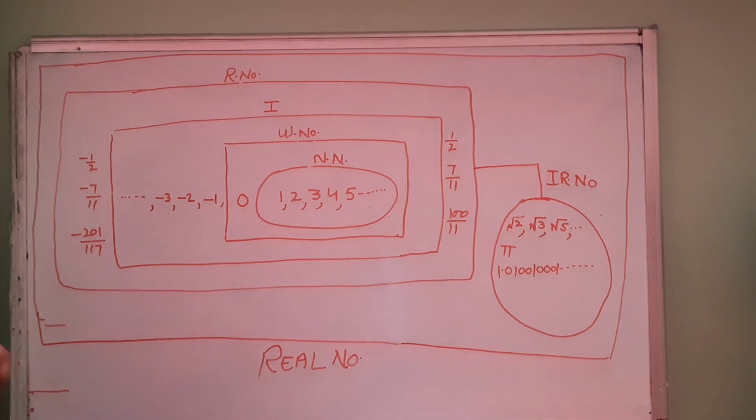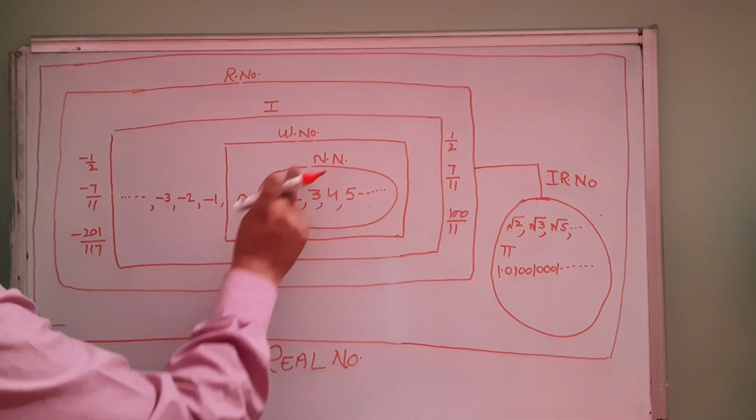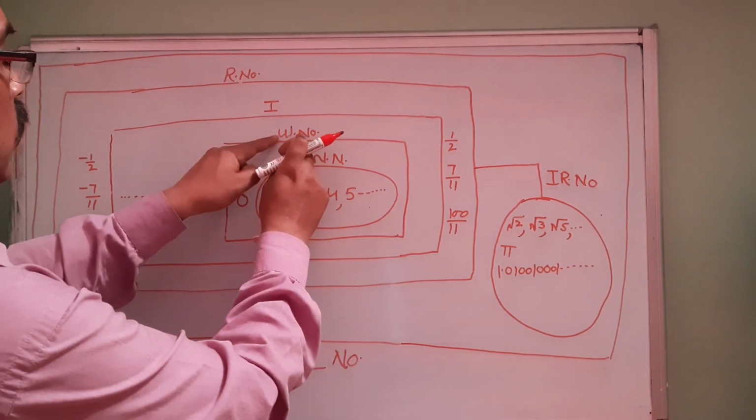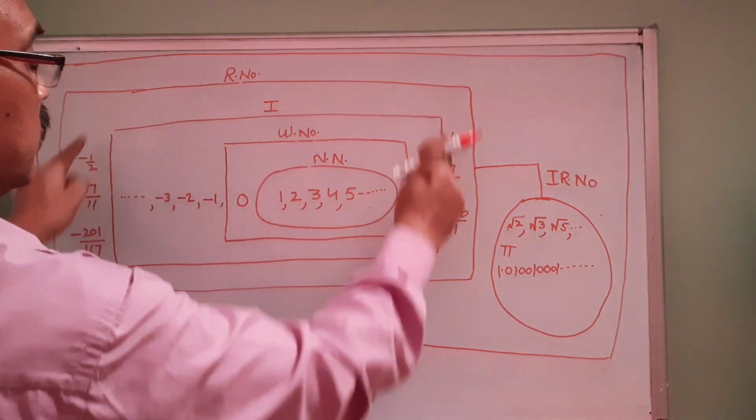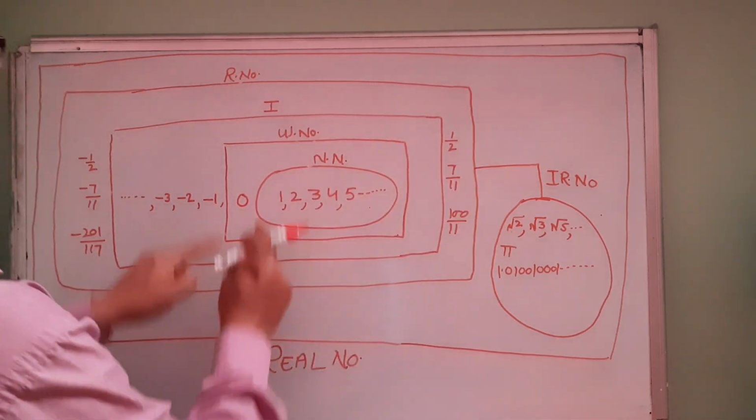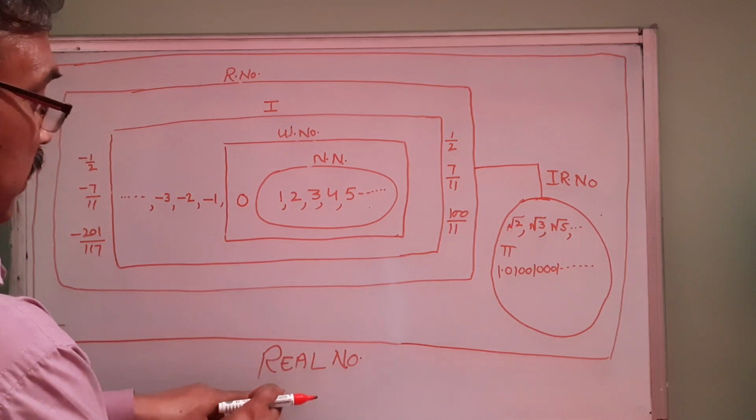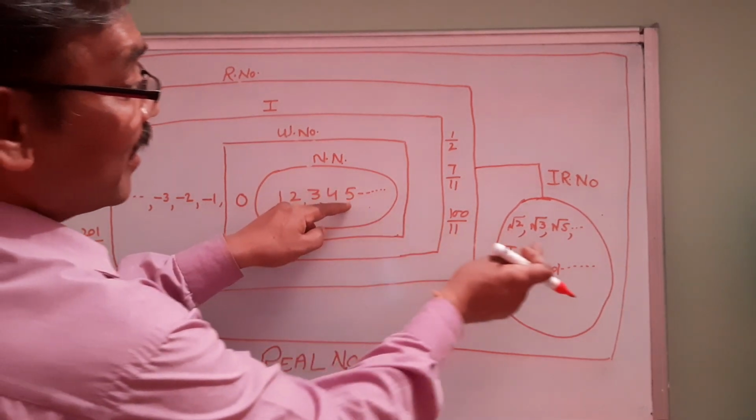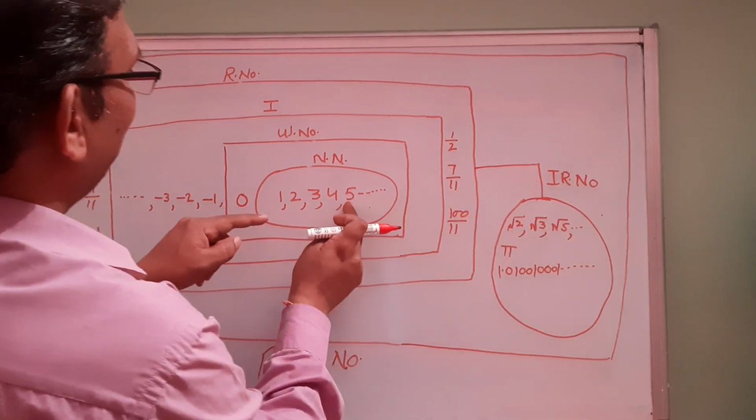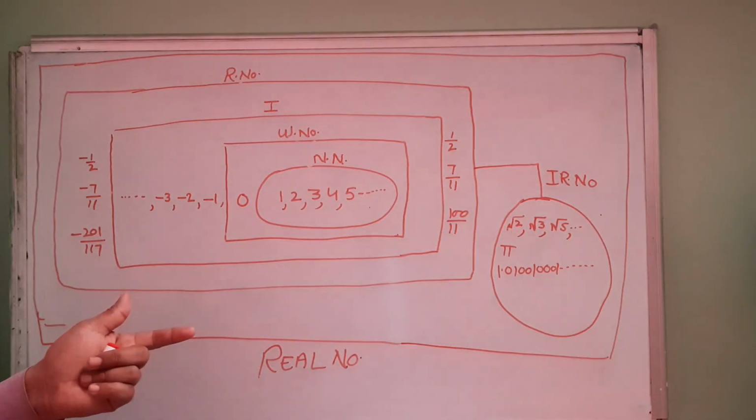Take one more example. See 5. 5 is in this box, so 5 is a natural number. 5 is also in this box, so 5 is a whole number. 5 is also in this box, so 5 is an integer. 5 is also in this box, so 5 is a rational number. 5 is also inside this big box, so 5 is a real number. 5 is not in this box, so 5 is not an irrational number. 5 is a rational number. So this way you can understand.